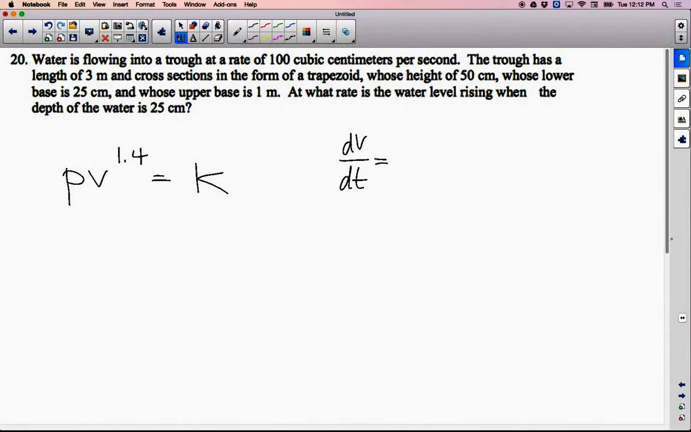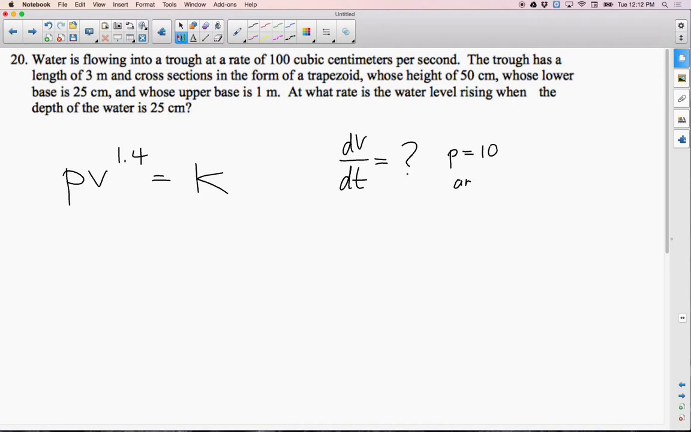Find the rate of change in volume. Stop. We want to find what? The rate dV/dt. I want to find dV/dt when P equals 10 and V equals 20. So that's what we're after. We're after this when this happens.